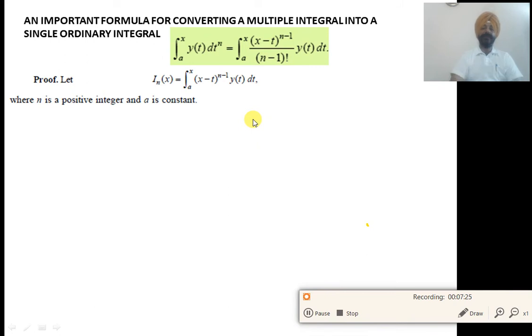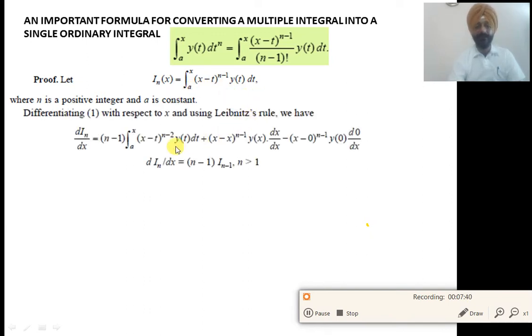Proof is, let I n is equal to a to x, x minus t raised to the power n minus 1 y t dt, where n is a positive integer and a is a constant. So, I take this integral as the first number. Differentiating 1 with respect to x using Leibniz rule, as we discussed earlier just now, what the Leibniz rule is. With the Leibniz rule we will differentiate this under the integral sign.